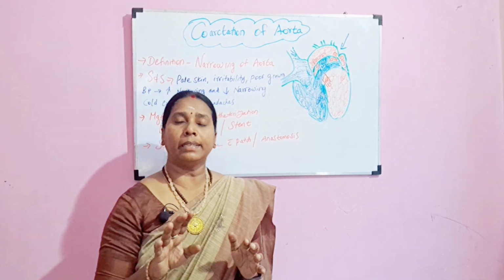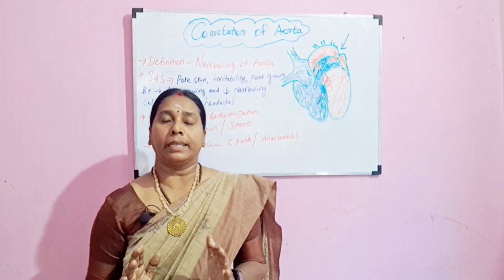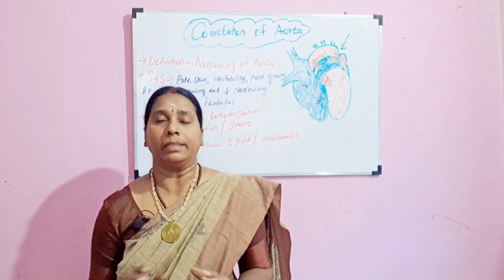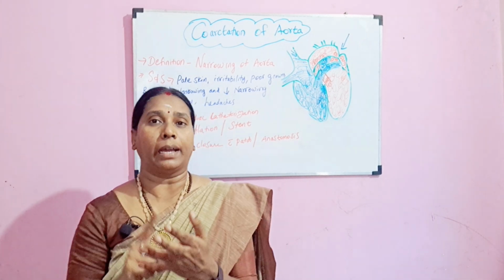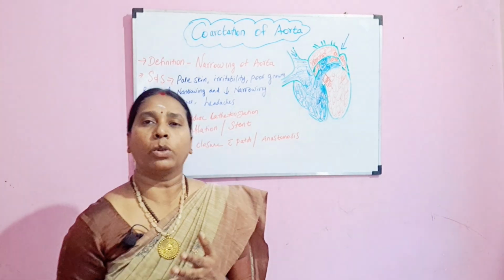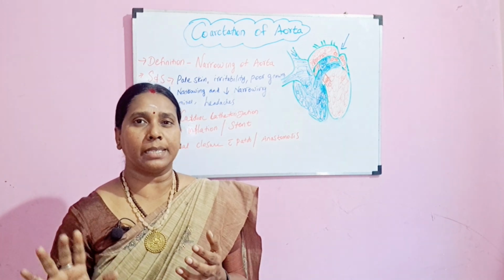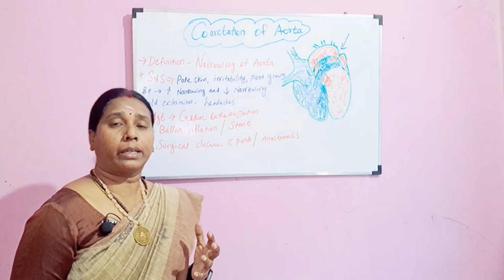This is the fourth condition in which we are going to see what is happening that leads to acyanotic heart disease. Already we have discussed atrial septal defect, ventricular septal defect and patent ductus arteriosus. So this is the final condition. Now, what is happening in coarctation of aorta?